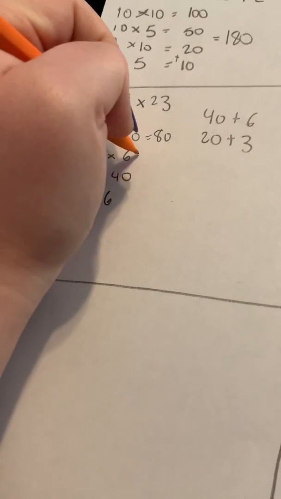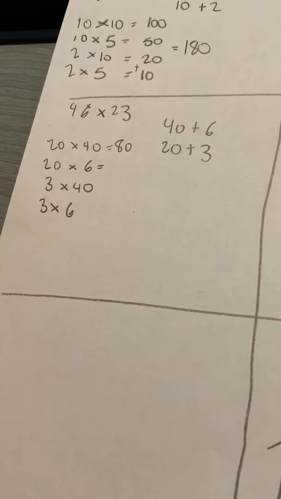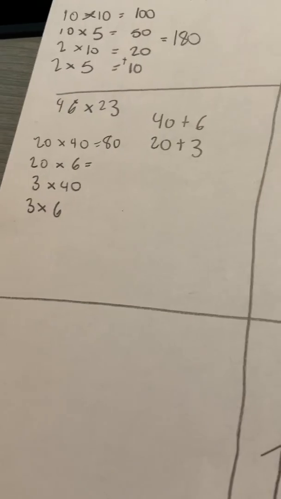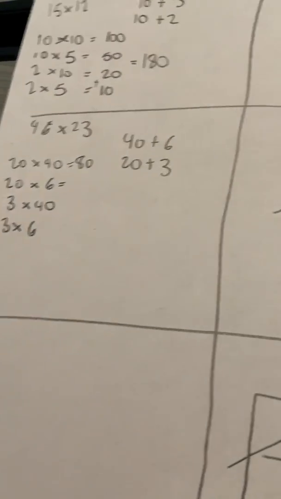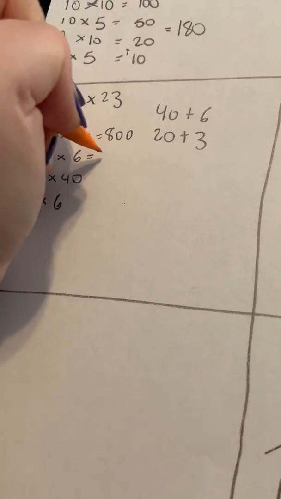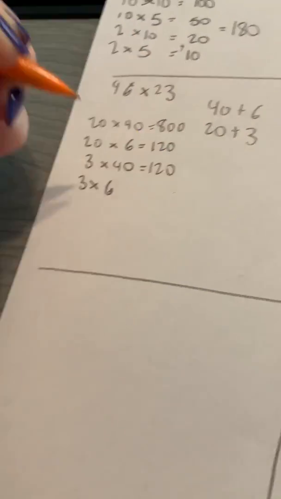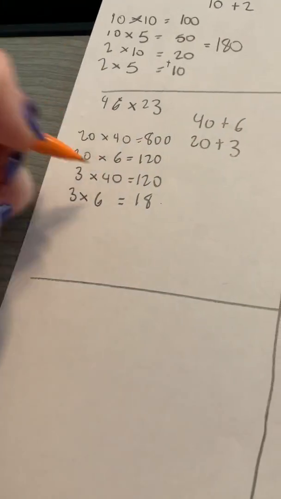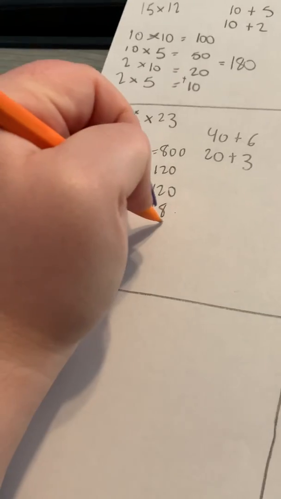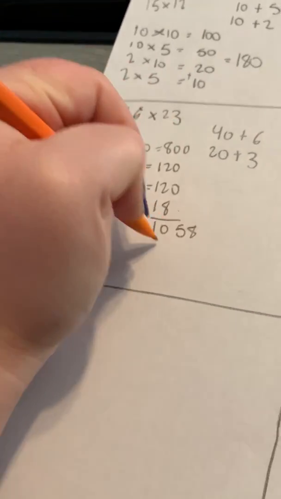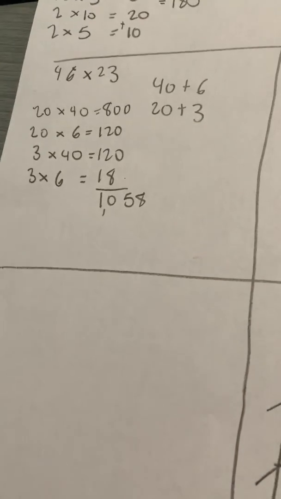So 80, oh no, I'm sorry, 800, and then 120, and then 120, and then 18. All right, and then you're going to add all those together, and that's going to be 1,058. So that's going to be your answer for that one right there.